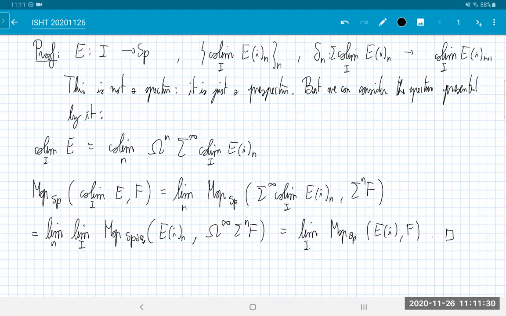Maybe the homotopy prospector, I'll do it later. Yeah, I'll do it later.